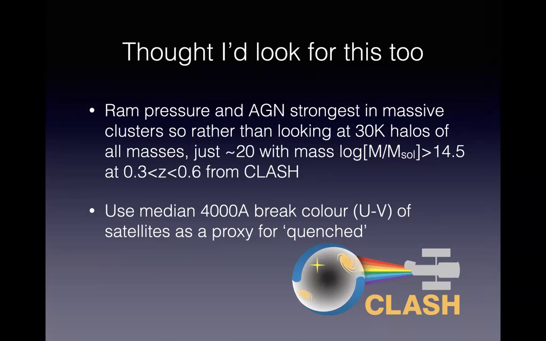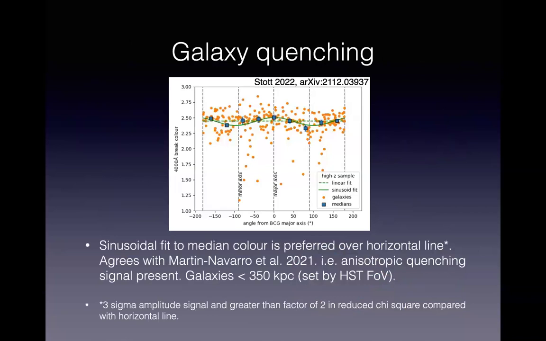So basically the color that crosses the 4,000 angstrom break, and the 4,000 angstrom break basically determines whether or not a galaxy is star forming. So the larger that color, the redder that color, the lower the star formation rate or the specific star formation rate of the galaxy. So I looked at the color of the satellite galaxies around the brightest cluster galaxy. Now, this might not look wildly convincing, but what you can see here is these are the galaxies in orange.